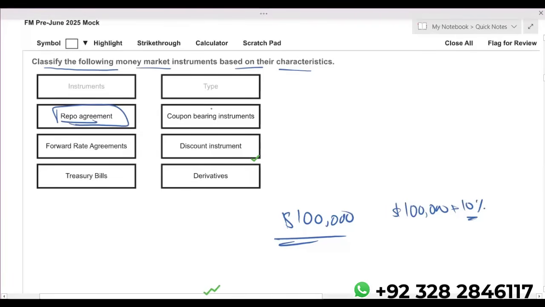In repo agreement, now there are three types. Is repo agreement a derivative? No, it's not a derivative at all. It is not a discount instrument at all, because try to understand, technically I'm taking a loan of 1 lakh and I'll repay you more than that. So basically, repo agreement matches with the coupon bearing instrument. But here, technically, I'm not paying interest semi-annually to you. Normally, what happens is I'm going to repurchase at a higher price.